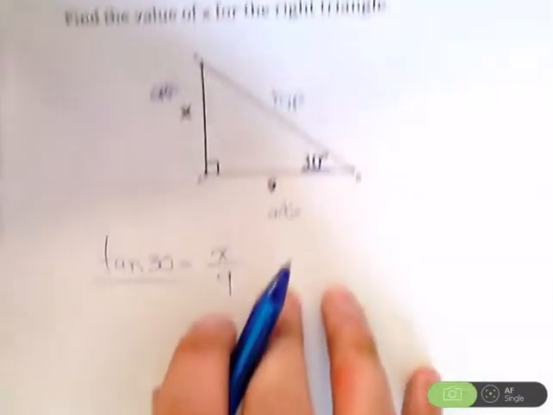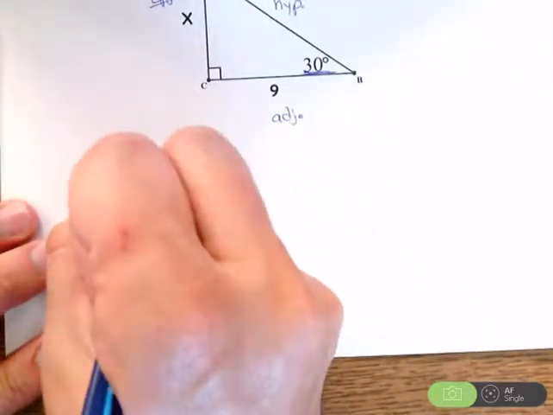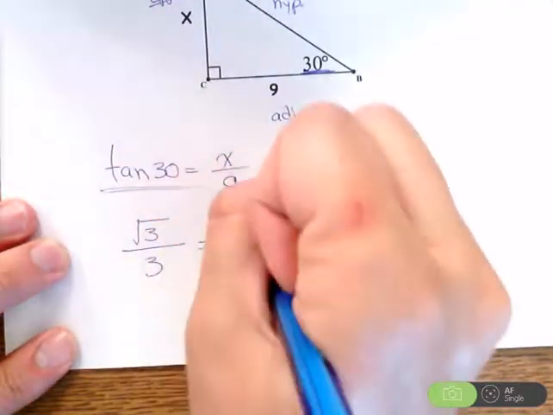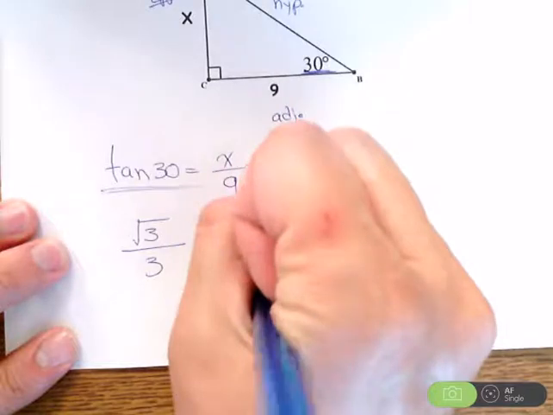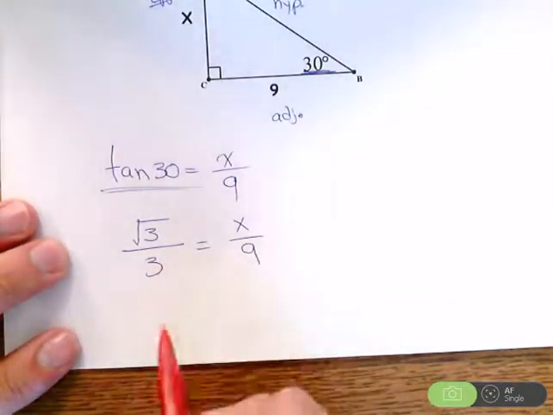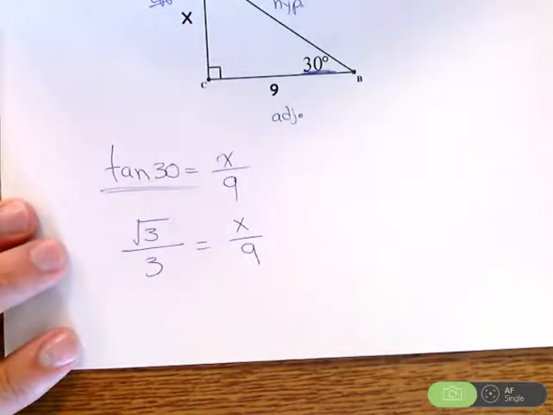So instead of writing tangent of 30, we're going to substitute square root of 3 divided by 3 equals x divided by 9. The reason I'm doing that is it allows us to use a much more specific answer instead of a decimal form, and we can actually solve this for x.